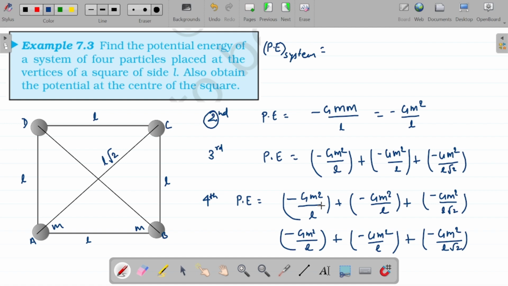So, okay, let me try it. This will be minus 4 G m square by L, and then minus twice of this thing, so minus 2 G m square by L into root 2. Or you can do further calculations to arrive at a simpler term. Okay, so this is all for this video. And yes, before ending this video, let me introduce one more thing here.